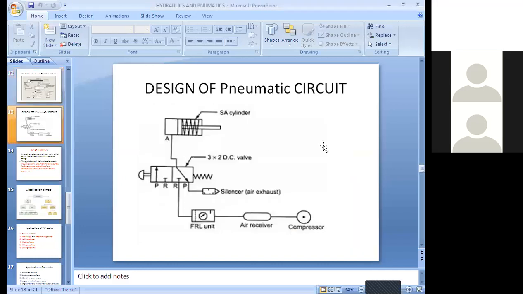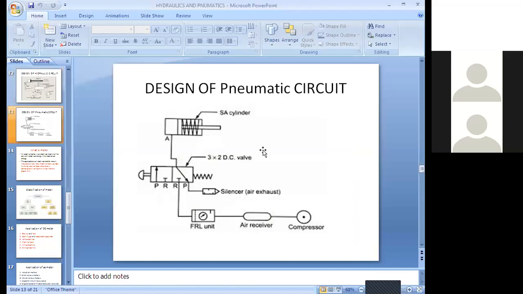Are you able to see the screen, this slide? Pneumatic circuit is also very important. Why am I giving more concentration to the circuits? Because if you understand these circuits, you will understand 50% of this subject. Everything in hydraulics and pneumatics works on this mechanism. If you understand it, you will come to know how pneumatics and hydraulics really work. That's why I'm giving preference to the design of the pneumatic and hydraulic circuit.